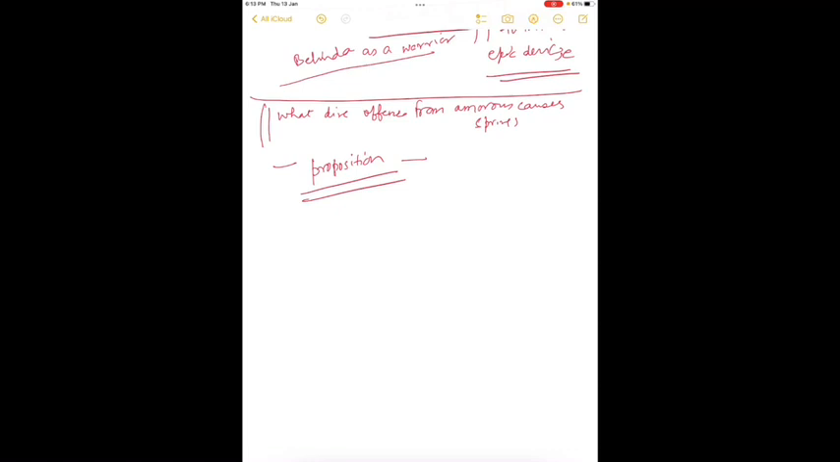I told you one other word, invocation, where the muse is invoked. You see, what dire offense from amorous causes springs. Dire consequences because of the amorous causes, love causes. And what mighty contests rise from trivial things. Mighty contests from trivial things. Fight because of a trivial subject, a trivial thing.